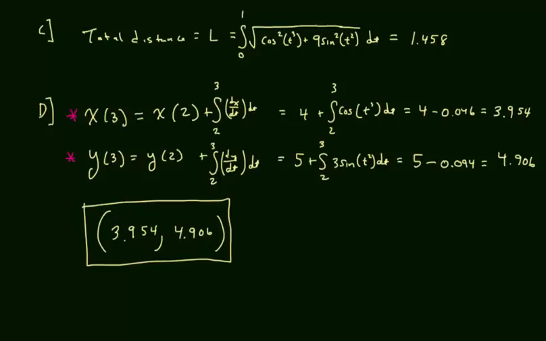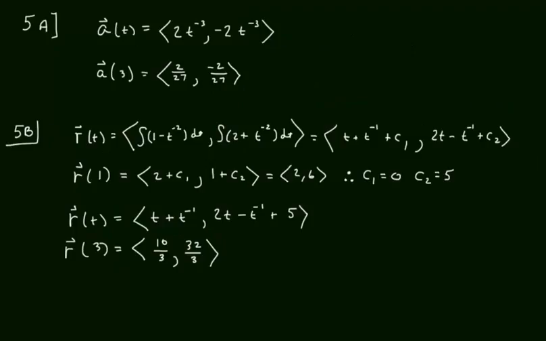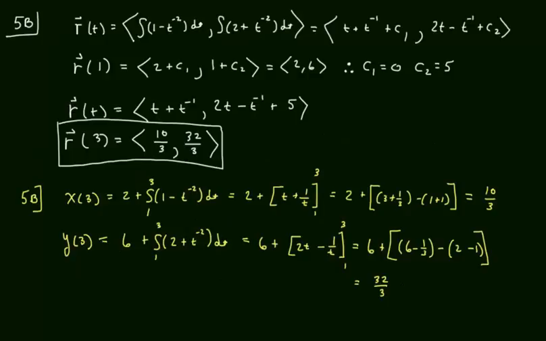Moving on to example 5. 5b using the differential equation method is seen here. My values of C1 and C2 were 0 and 5 respectively, and my final answer is here. I'm now going to show 5b using the other method. And here it is. Now, I always prefer to do the method in yellow, the fundamental theorem of calculus.